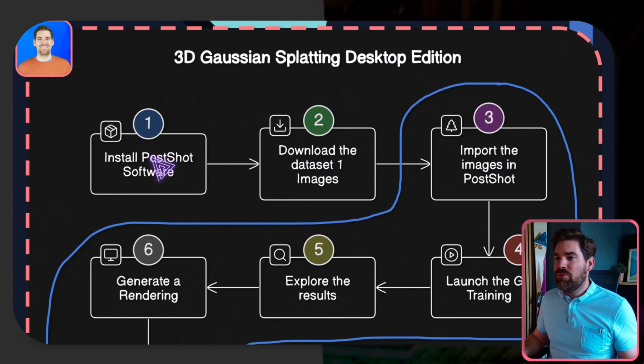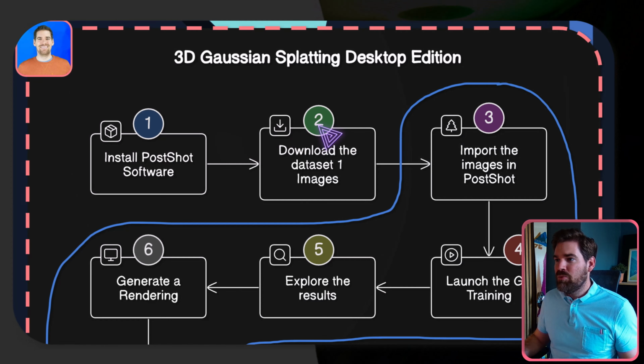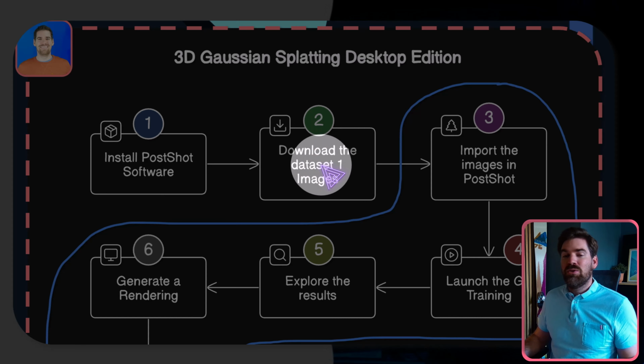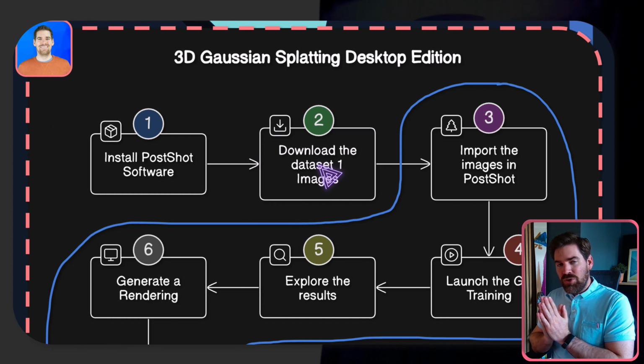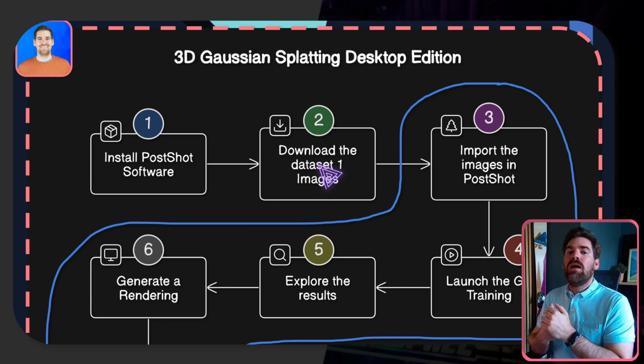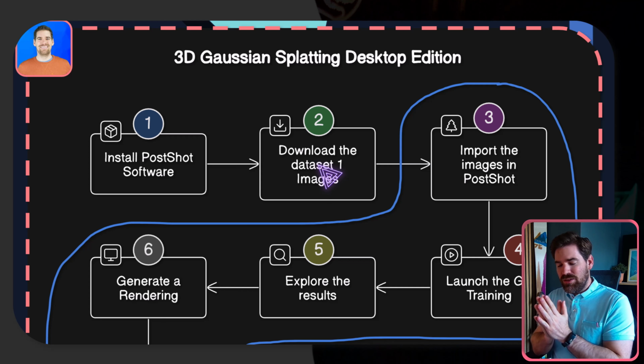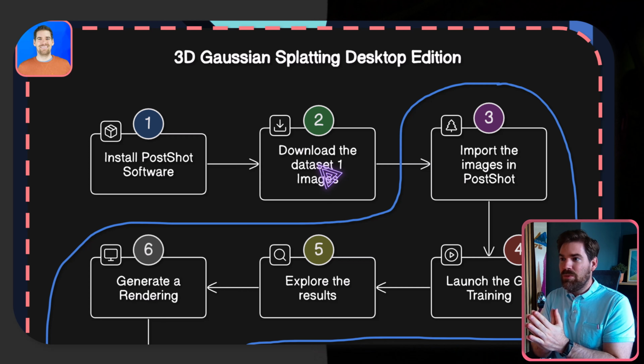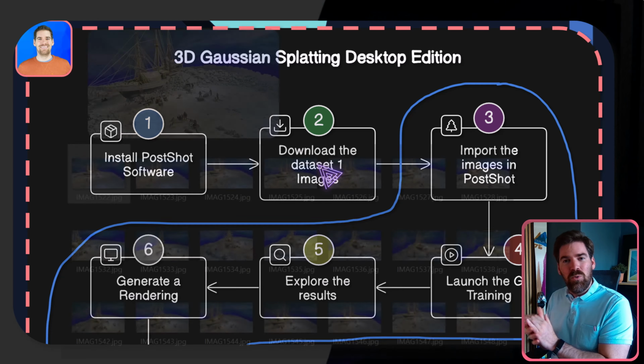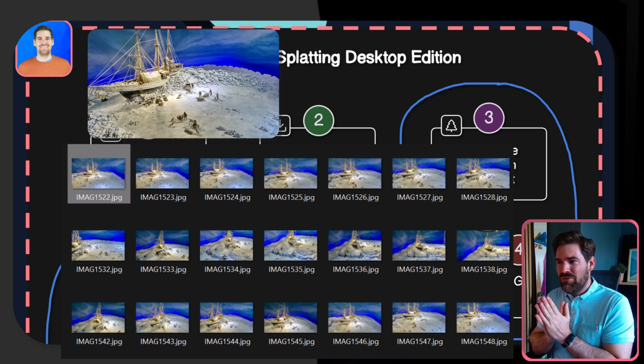Now, getting back to our full workflow, this is done, and let's move on to step 2, download dataset 1, which is images. So you will find just down below, or whichever place suits best, the dataset link with some images that I took when I was in Norway. That was a while back. Fantastic country if you have the chance to visit it.